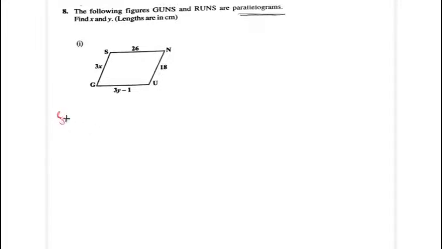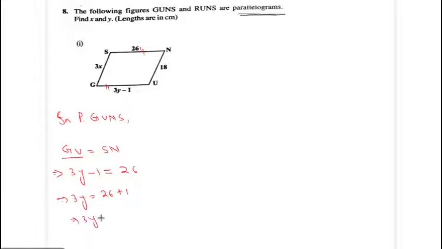In parallelogram GUNS, the side GU is equals to SN. This side GU is equals to SN. That means the measurement of GU is given as thrice y minus 1 equals to 26. So just we will solve it. 26 plus 1, so thrice y equals to 27, or y equals to 27 divided by 3. That means y equals to 9, or rather we can say it is 9 centimeter, because it is given the lengths are in centimeters. So y equals to 9 centimeter.